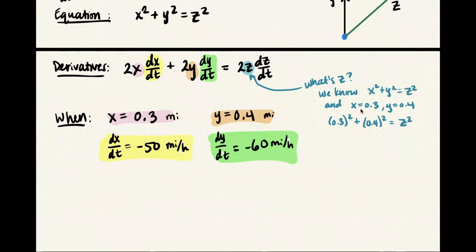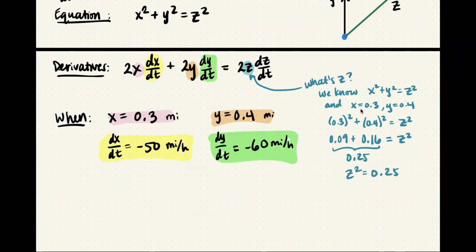Okay. So 0.3 squared is 0.09. 0.4 squared is 0.16, and that equals z squared. So this is 0.25. So I know z squared equals 0.25.